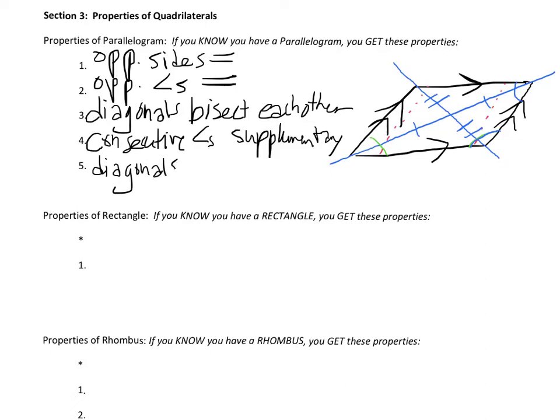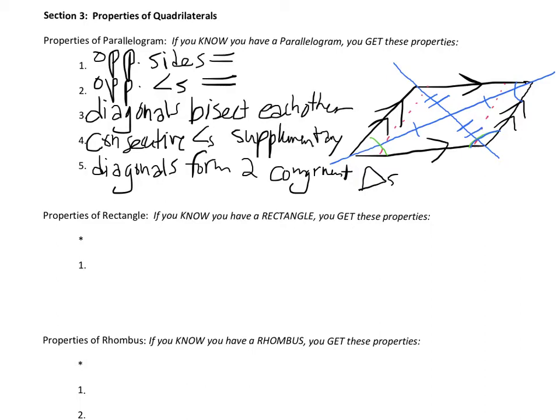Our last property is that diagonals, which I've already drawn in, form 2 congruent triangles. So as I said previously, that's how we can prove a lot of the opposite sides, opposite angles, and diagonals bisect each other by looking at those congruent triangles within the parallelogram.